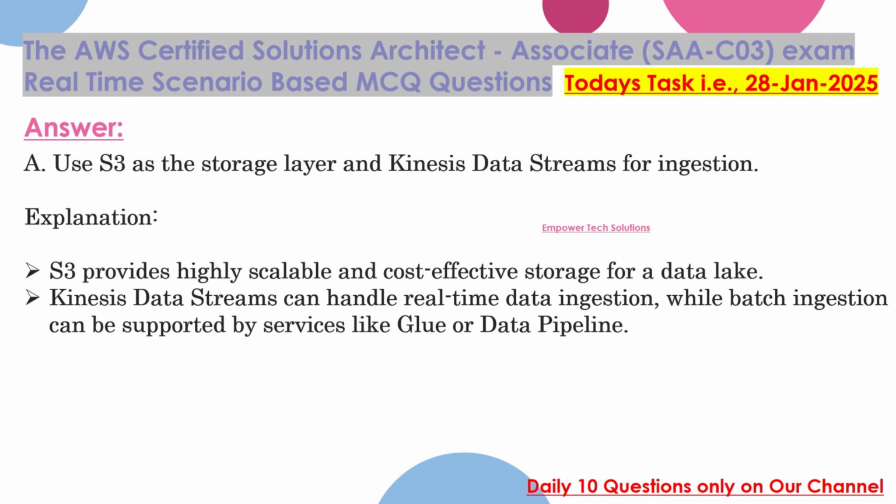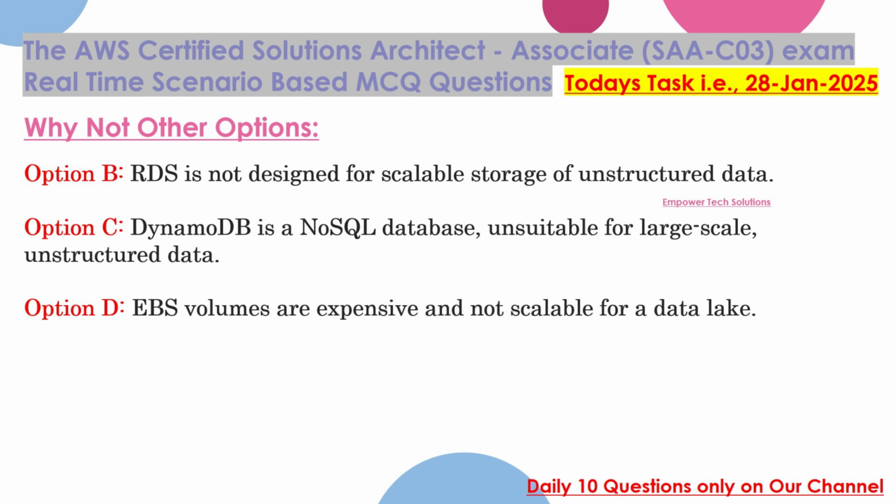Correct answer: A. Use S3 as the storage layer and Kinesis Data Streams for ingestion. Explanation: S3 provides highly scalable and cost-effective storage for a data lake. Kinesis Data Streams can handle real-time data ingestion, while batch ingestion can be supported by services like Glue or Data Pipeline. Why not other options? Option B.